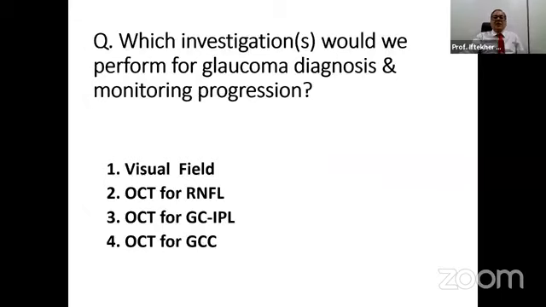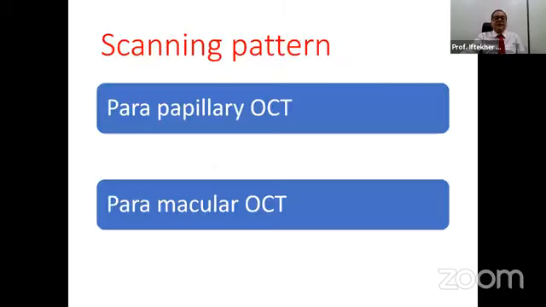Which investigation or investigations should we perform for glaucoma diagnosis and monitoring? Visual field, OCT for retinal nerve fiber layer, OCT for ganglion cell inner plexiform layer, OCT for ganglion cell layer. In my presentation, I will try to answer these questions.